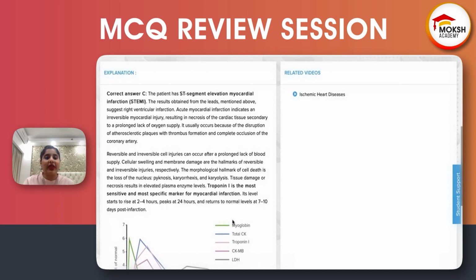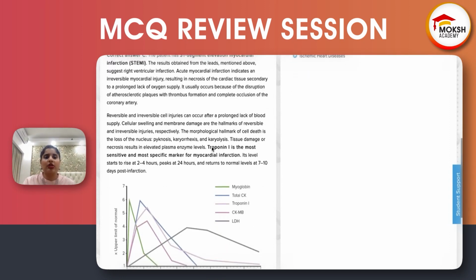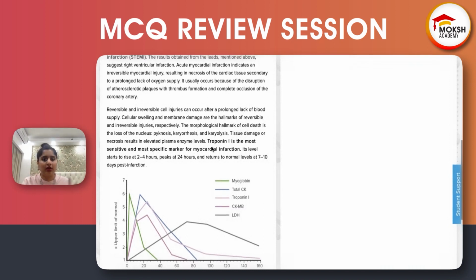Now, acute MI indicates an irreversible injury. MI itself is an irreversible injury. What does it do? It causes necrosis of your cardiac tissue because of lack of oxygen supply. This usually occurs because, we know, the most common cause is an atherosclerotic plaque with thrombus that forms immediate obstruction and complete occlusion of the coronary artery. So there's no blood. That's it.